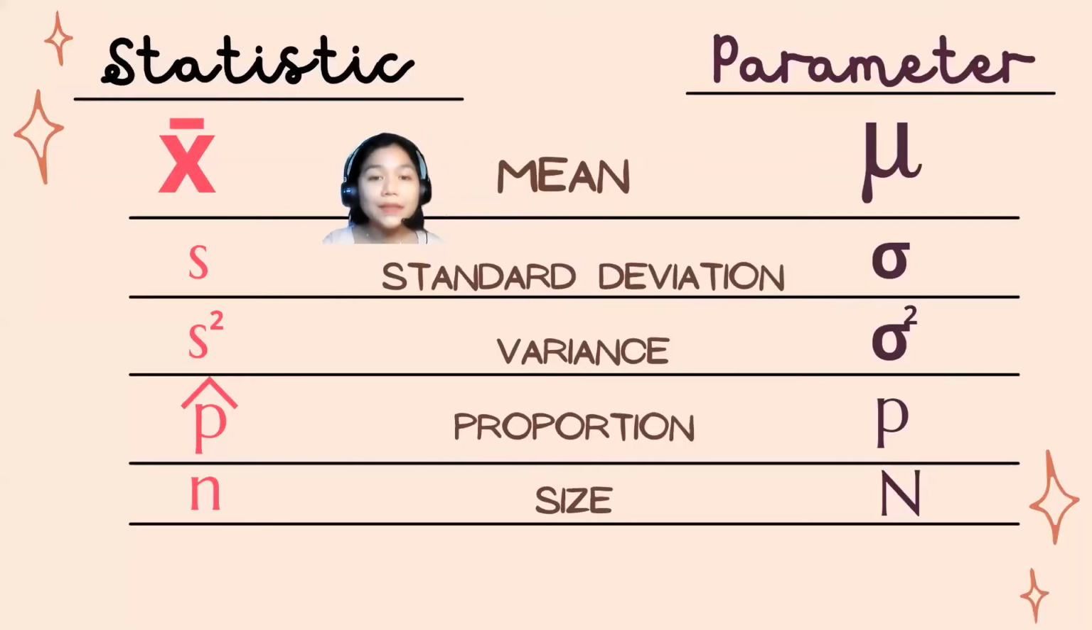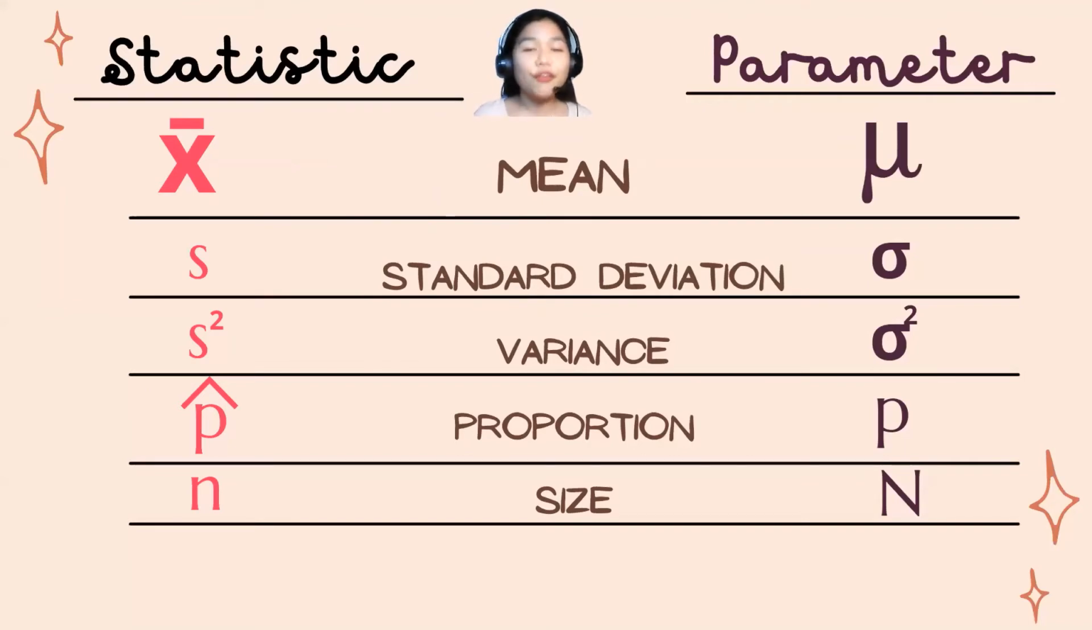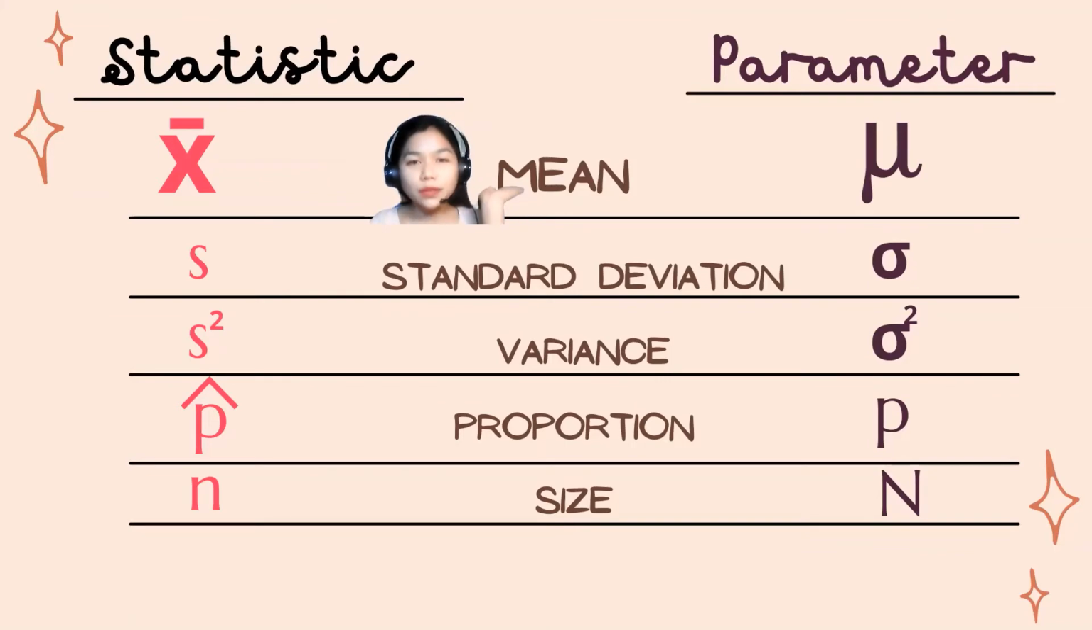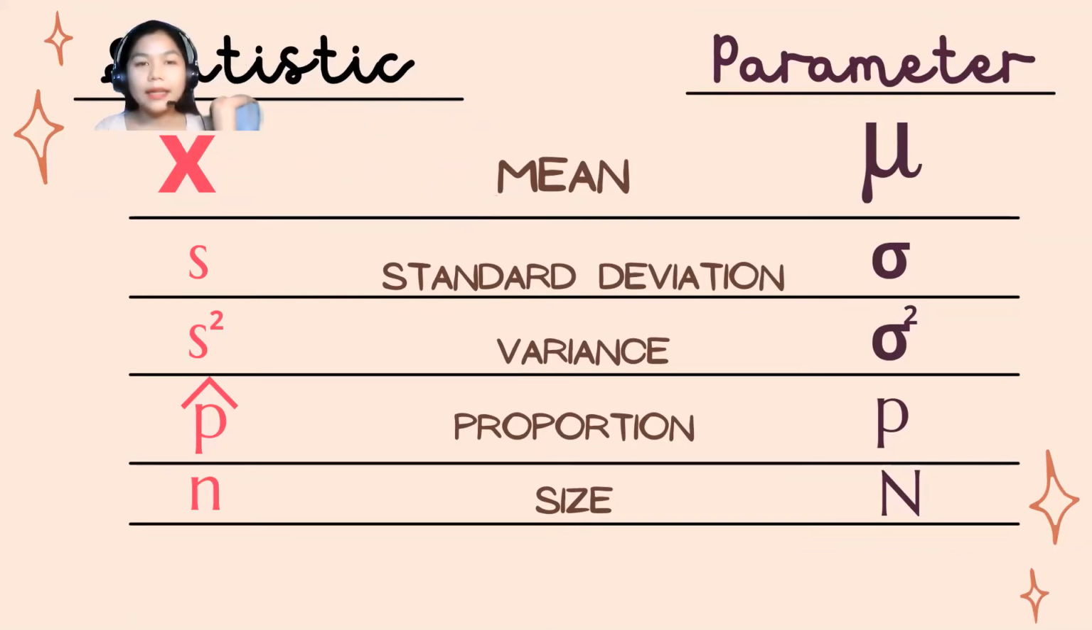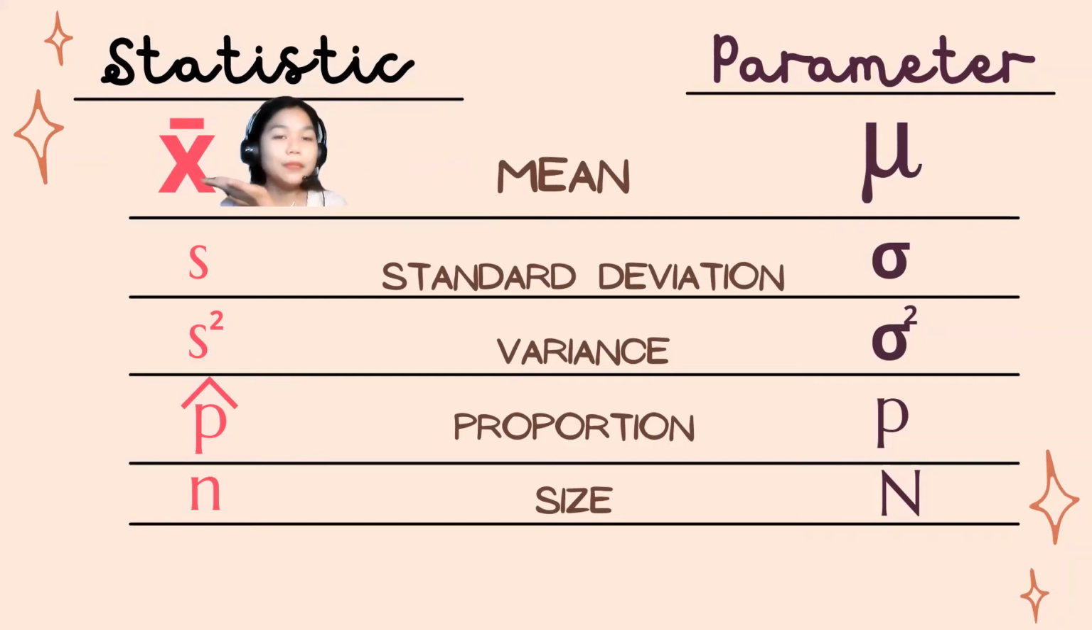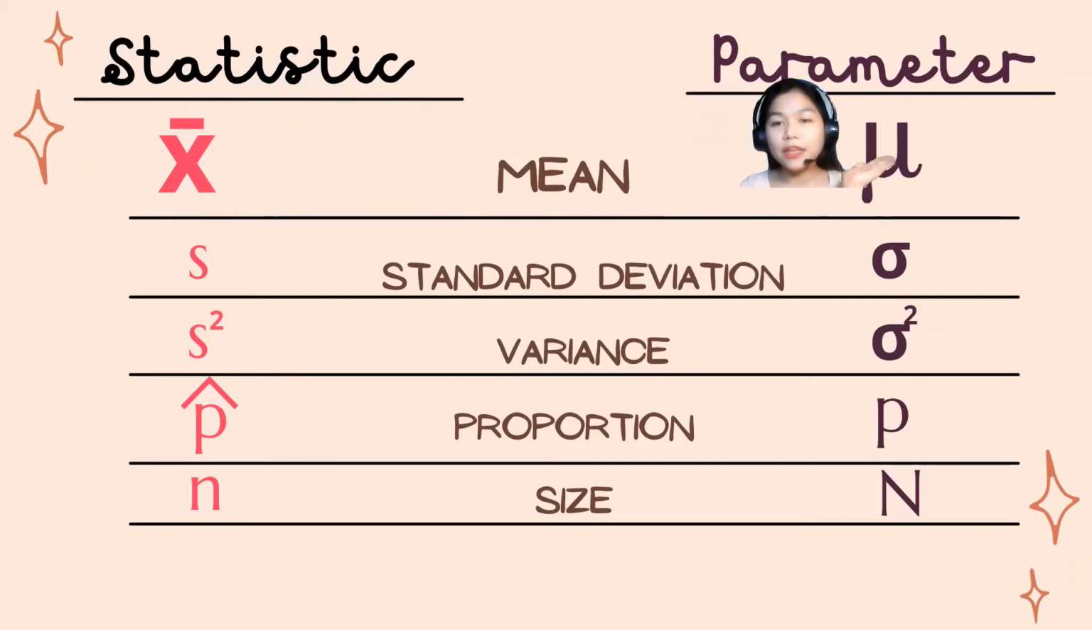So for us to easily, because we will be encountering a lot of the signs later on, for us to easily describe statistic and parameter, let's try to dissect this, break these chunks into pieces. Okay, if we're going to talk about the mean, sample, so statistic, we will be seeing the sign X bar. But pag ito namang parameter, pag ito yung nakikita natin, mu ito. So this is the mean of the population. So this is the parameter.